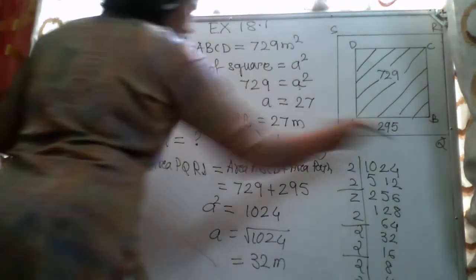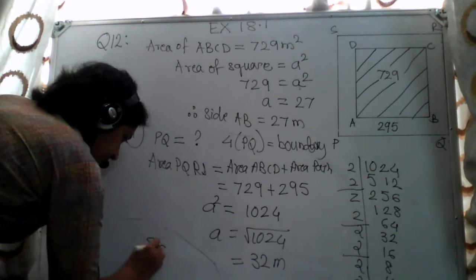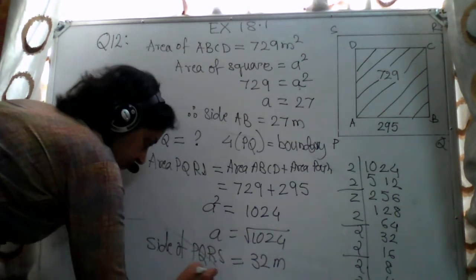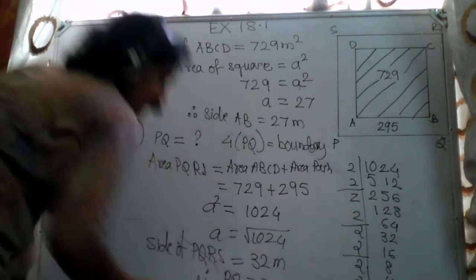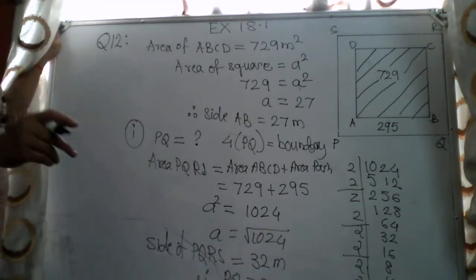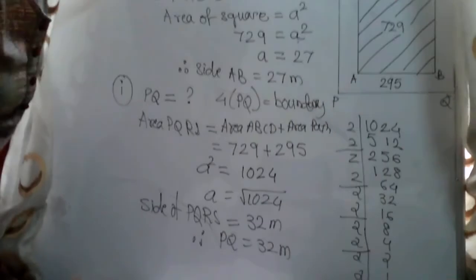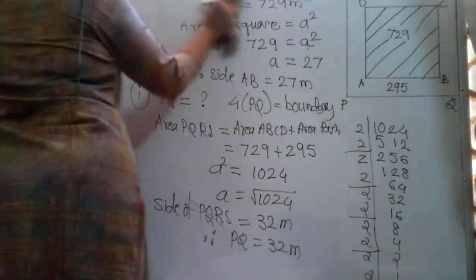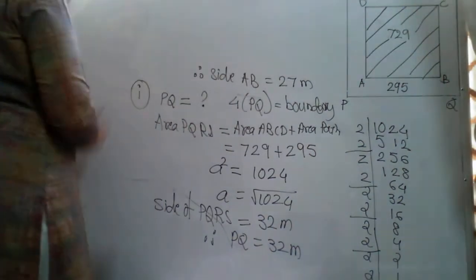Now you can compare it to anything. Okay, so I am taking it as the side of PQRS. Therefore PQ is equal to 32 meter. Now if PQ is 32 meter, hope you can see till the end, PQRS is 32 meter. Now I am going to find the perimeter of PQRS, which is going to be the boundary.